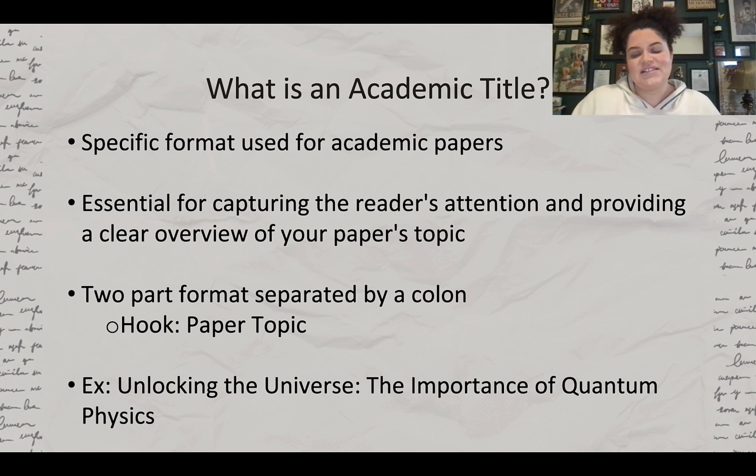This format is essential for capturing the reader's attention and providing a clear overview of your paper's topic. So in order to meet both of those things, an academic title is split into two different parts, separated by a colon. So the first part of the title is a hook, and the second part is a paper topic. And then you can see there is a colon right between those two.